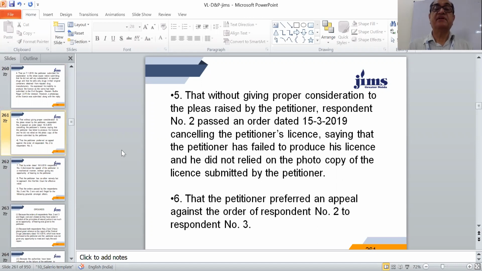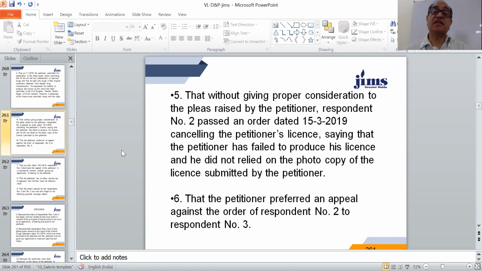Para 5, how to draft it further, that without giving proper consideration to the pleas raised by the petitioner, the respondent number 2 passed an order dated 15th March 2019, cancelling the petitioner's license, saying that the petitioner has failed to produce his license and he did not rely on the photocopy of the license submitted by the petitioner.